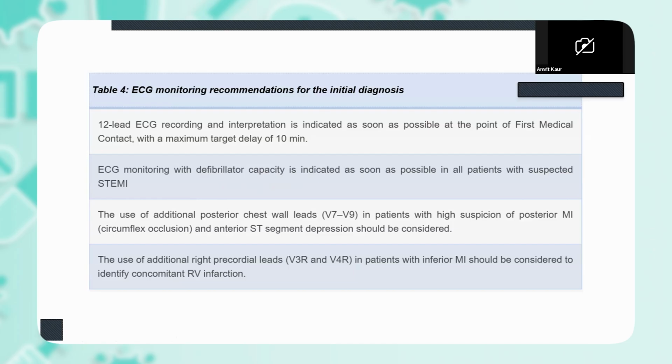Third one is for patients in whom you suspect a posterior wall MI. Because of the circumflex, always consider V7 to V9, because when you do this ECG and you just see ST segment depression, do not rule it out as an N-STEMI. It can be a STEMI. Do your V7 to V9 to make sure you're not missing on your MI. And then in RV infarction, we should get V3R and V4R.